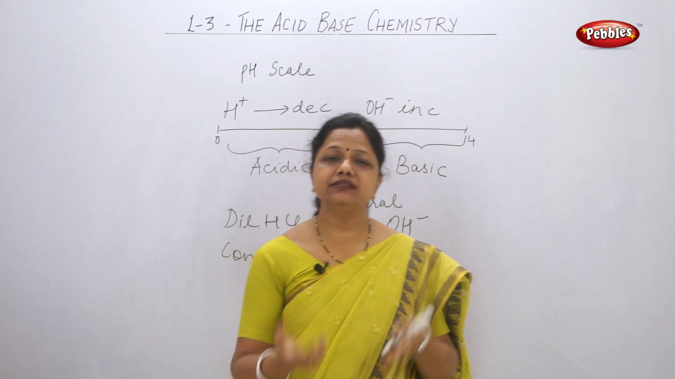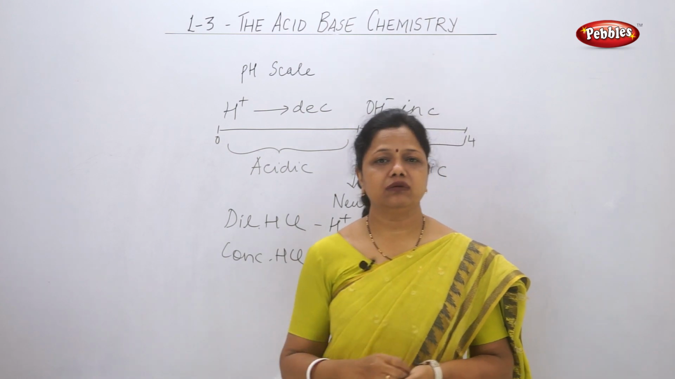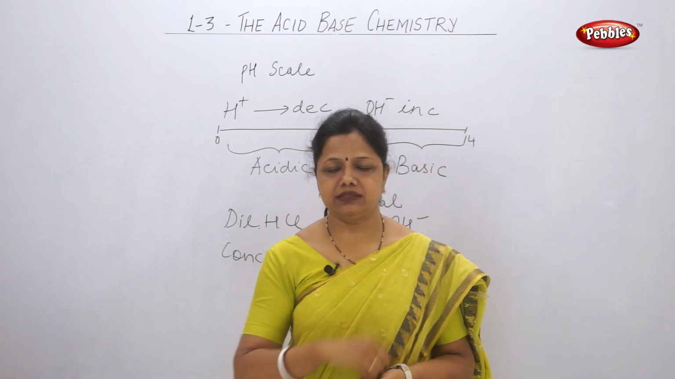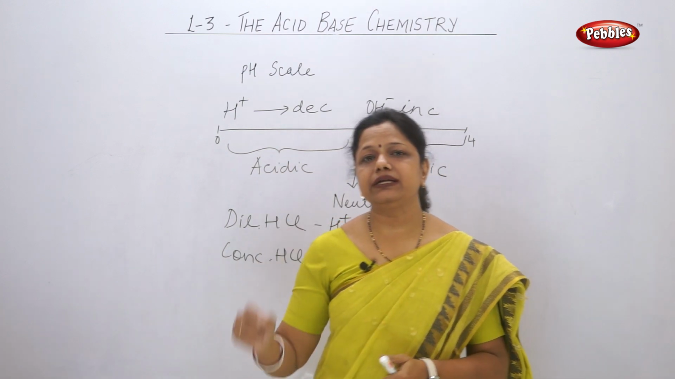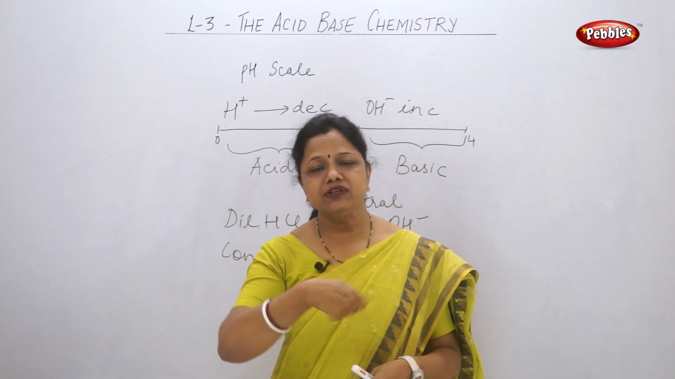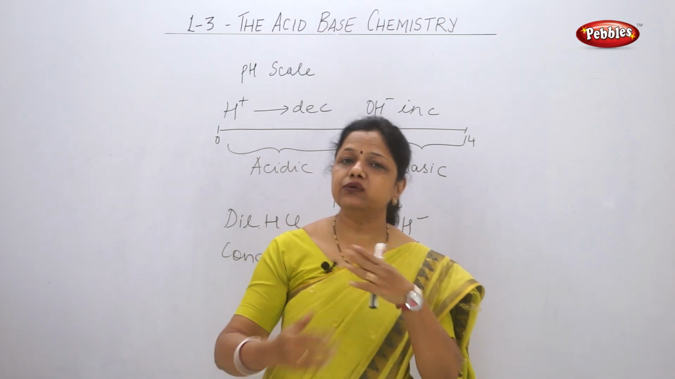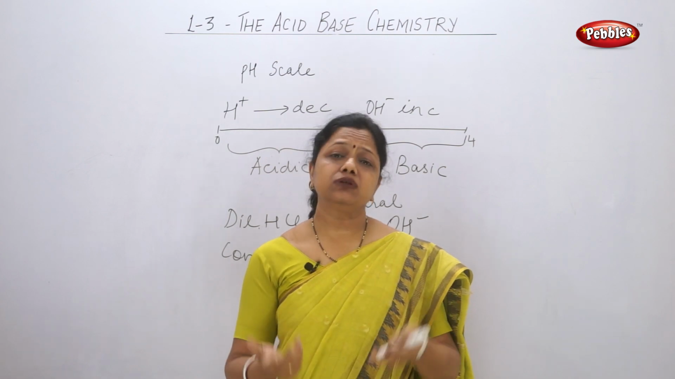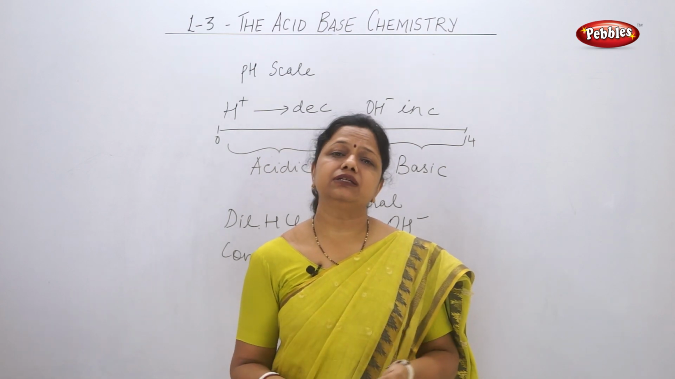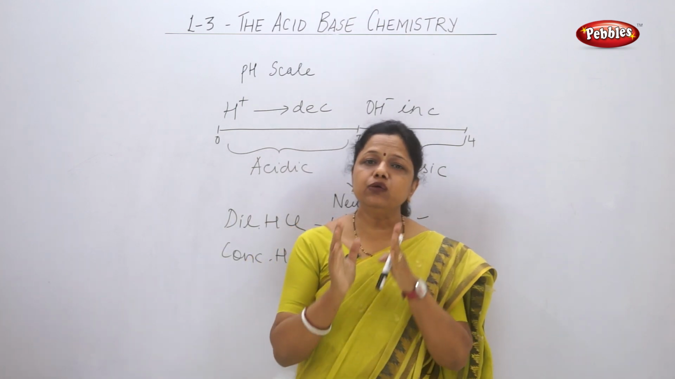If he finds that his soil is very acidic in nature, what will he do? He will try to neutralize it with some chemicals which contain a base, and then he will sprinkle it over the soil and let some days go so that the neutralization reaction takes place. Why? Because the crops are growing in the neutral medium.